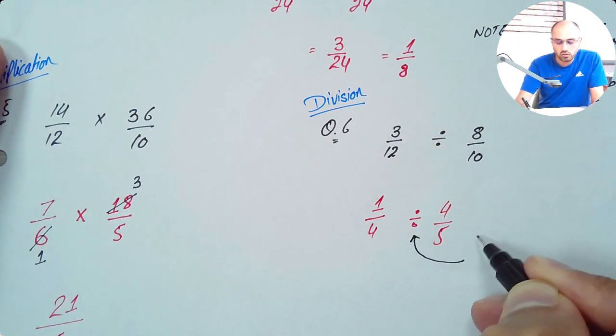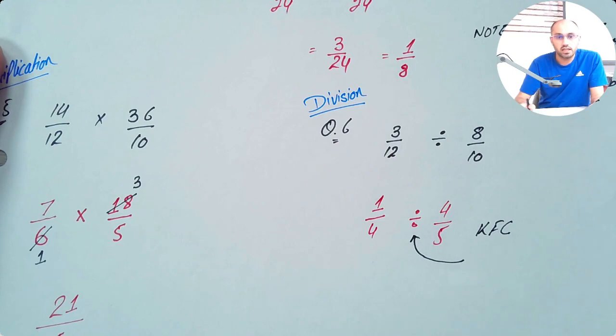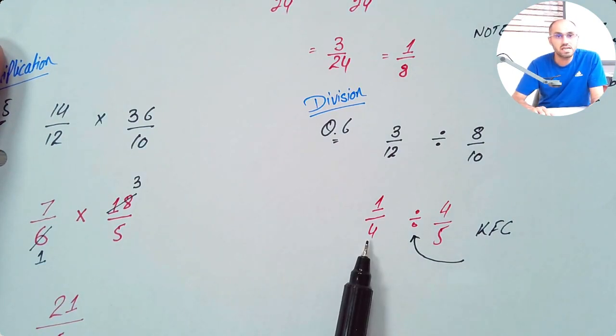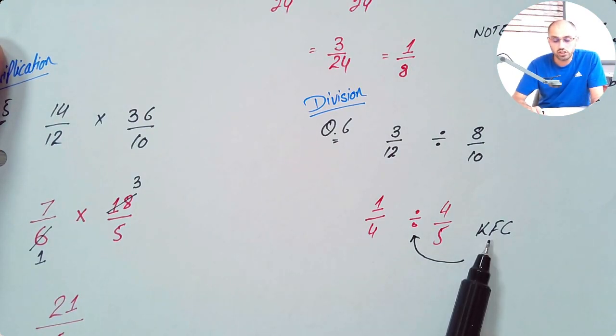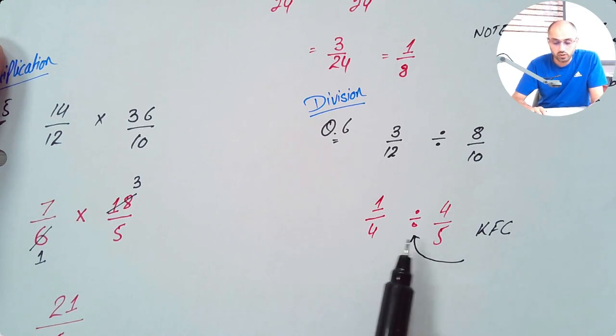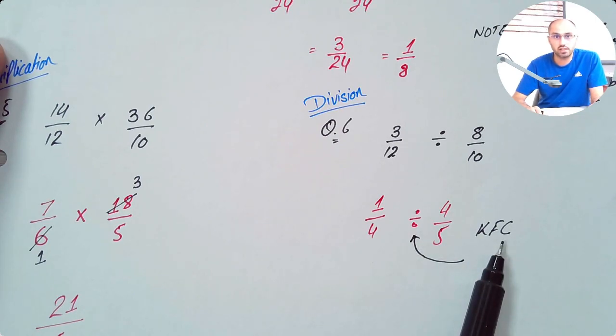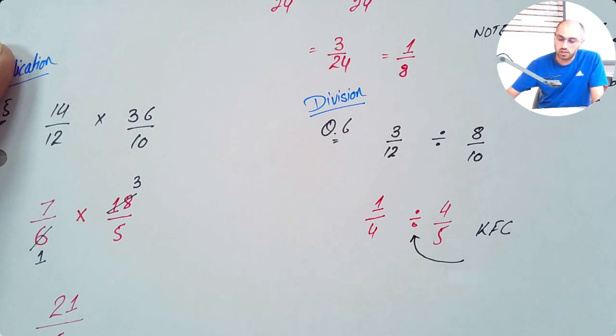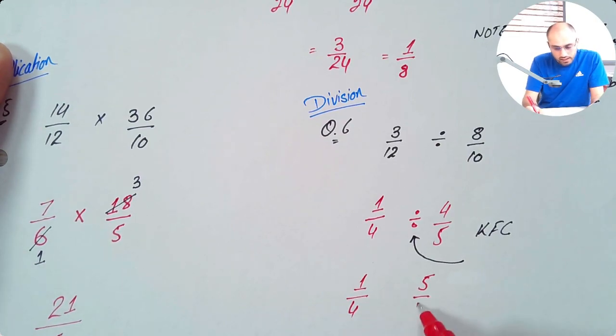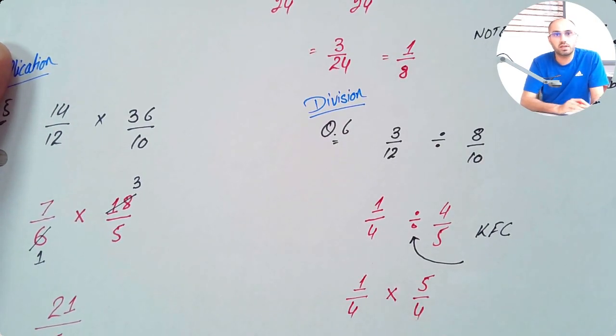So I'll use a rule called KFC. This means the first fraction you keep as it is. The second fraction, you will flip it. And for the sign, you will change the sign to multiplication. So the first fraction stays the same. The second fraction needs to be flipped. And the sign will change to multiplication.